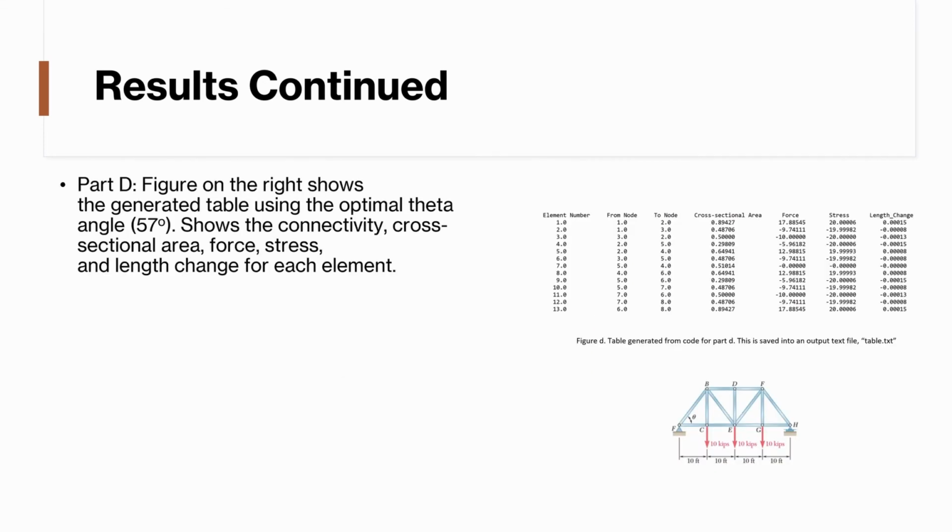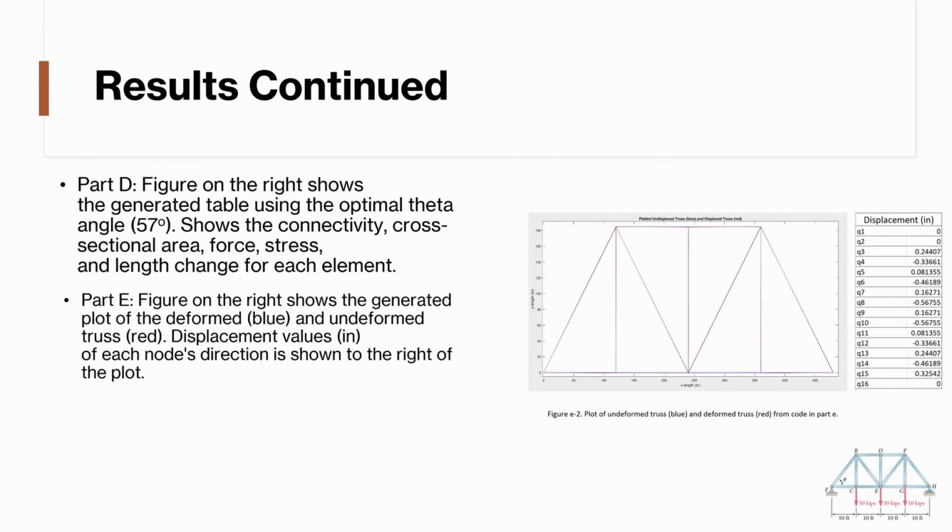For part D, on the right, that's the table generated from the code. It shows the connectivity, cross-sectional areas, force, stress, and length change in each element. For part E, the figure on the right shows the generated plot of the deformed, which is in blue, and the undeformed truss, which is in red. And on the right of that is the displacement values of each node.